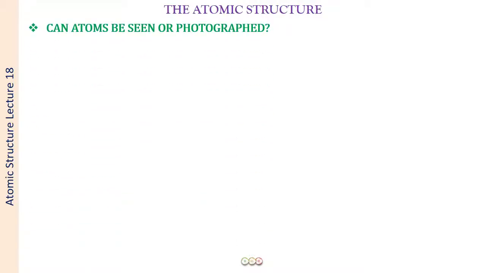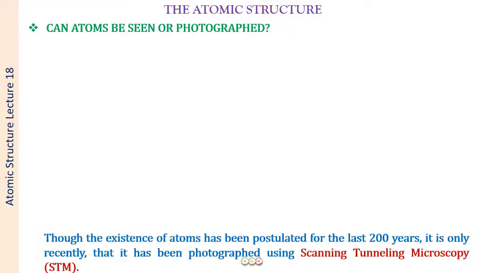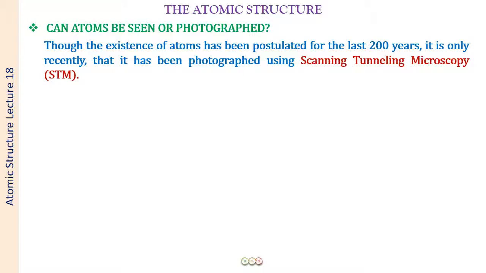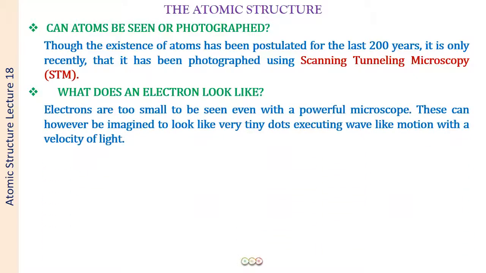Now something just out of the box and interesting. Can atoms be seen or photographed? Well, the existence of atoms has been postulated for the last 200 years, but it is only recently that they have been photographed using scanning tunneling microscopy, which in short is called STM. And then, have you ever thought how an electron looks like? Well, I have, but I did not get an answer because electrons are too small to be seen even with a powerful microscope.